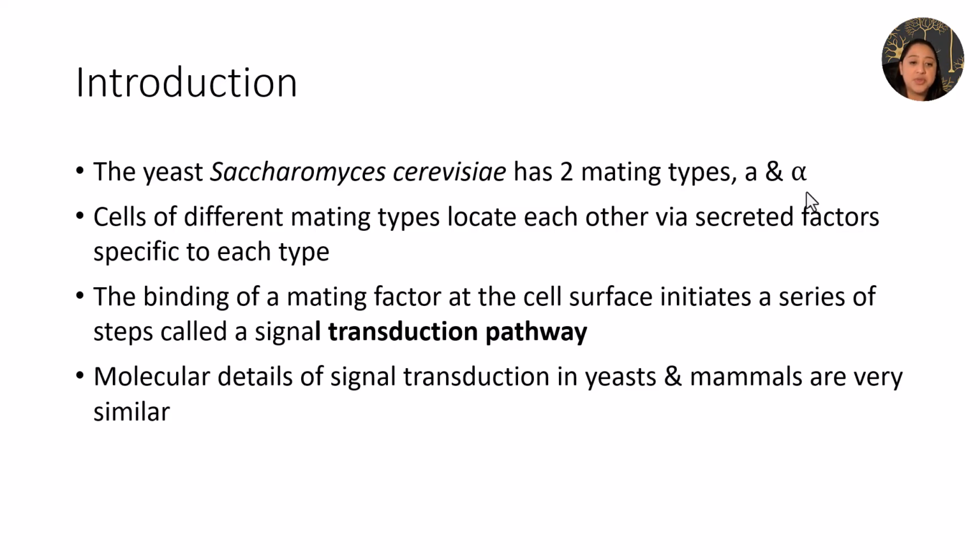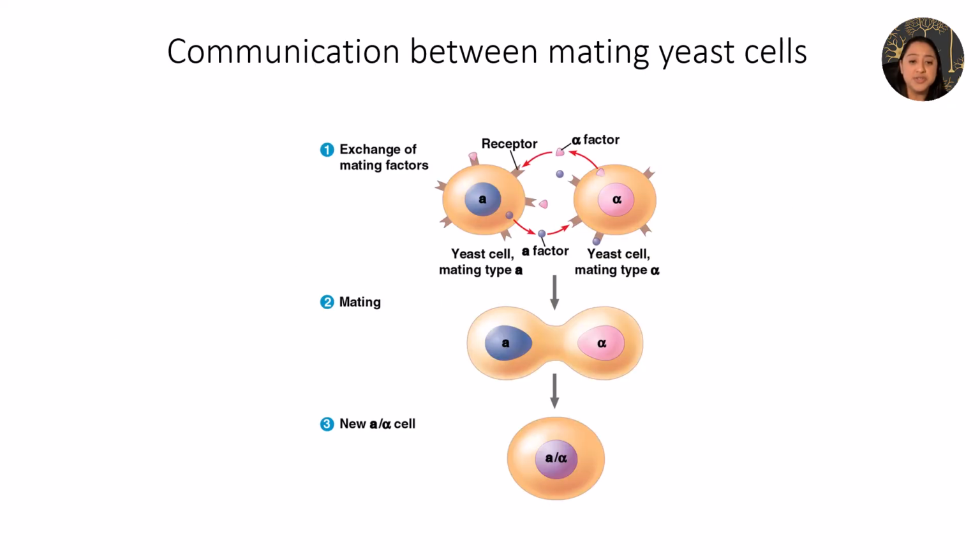So the molecular details of signal transduction in yeasts and mammals are very similar. Here's an example of those two different yeast mating types. This one's A, and this one's alpha. This little purple circle is the factor that mating type A puts out, and it gets received by mating type alpha, which is like, ooh, there's an A nearby. It also secretes its own alpha factor, and then type A senses that and is like, ooh, there's an alpha nearby, and so they come together and mate.